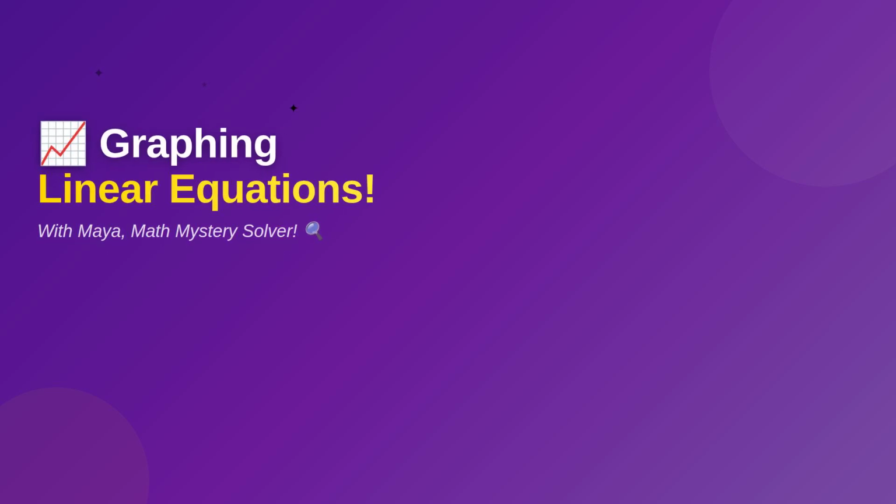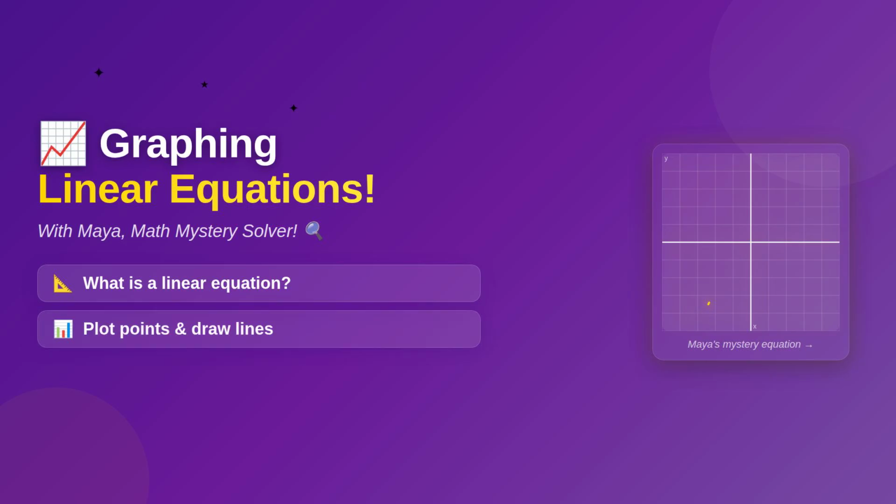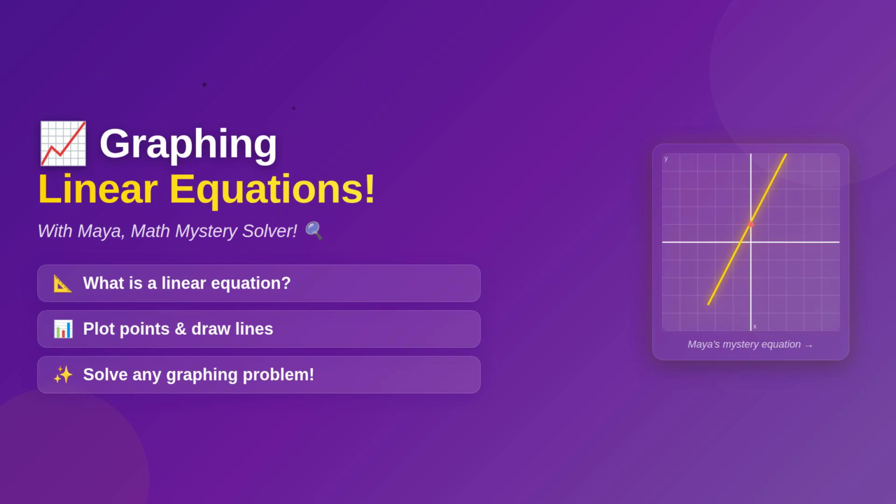Meet Maya. She's sitting at her kitchen table staring at a homework problem that says graph y equals 2x plus 1. She's thinking, wait, how does an equation become a line? That's exactly what we're going to figure out today. By the end of this video, Maya and you will know how to turn any linear equation into a perfect straight line on a graph.